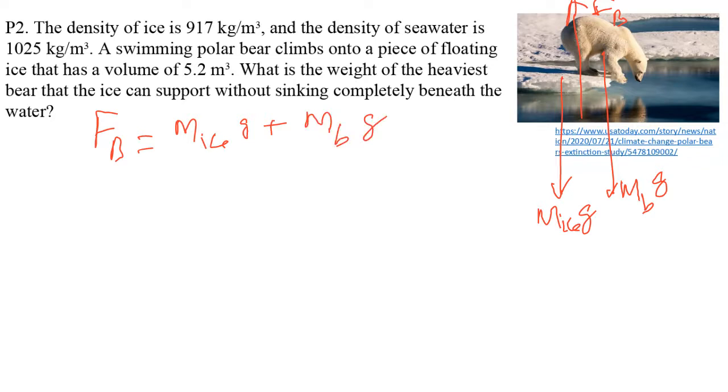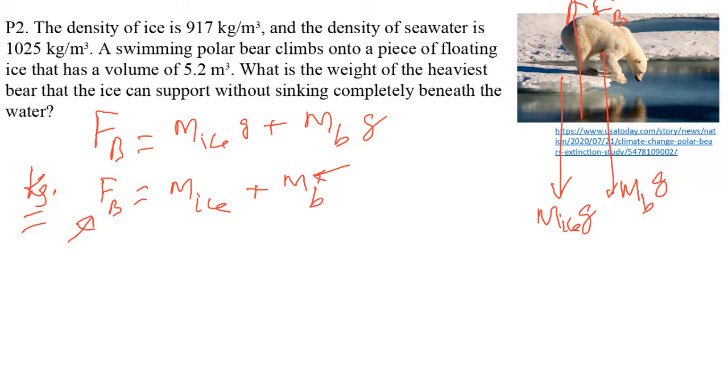Now, if I keep everything in kilograms, then I can drop the g here. I don't need to use g. So FB in kilograms will be equal to mass of the ice plus mass of the bear. If you want the maximum, they want the heaviest bear. So we want the highest one for this. The heaviest bear the ice can support is given by the highest buoyant force.